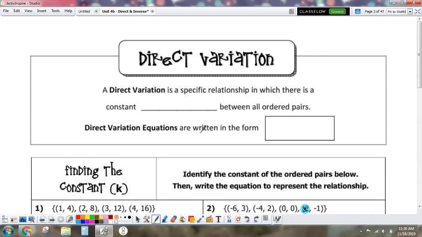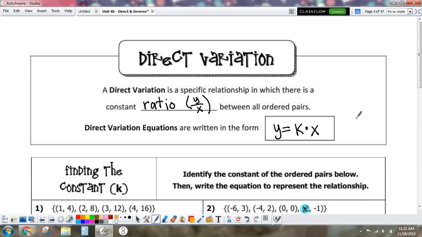Today we're talking about direct variation. Direct variation is a specific relationship in which there is a constant ratio between all ordered pairs. Your ratio is written in the form of y divided by x. Direct variation equations are written in the form of y equals k times x. Your k is your constant.